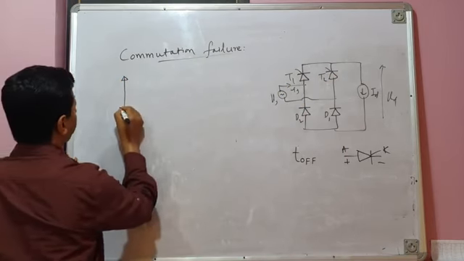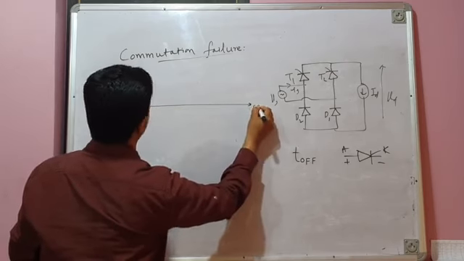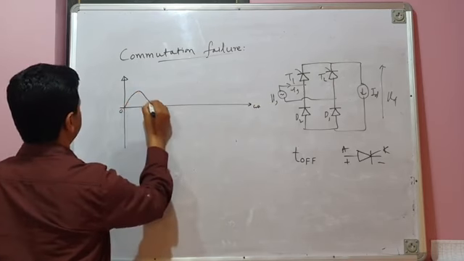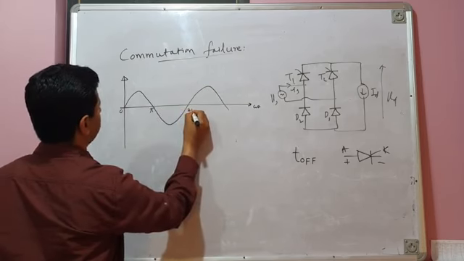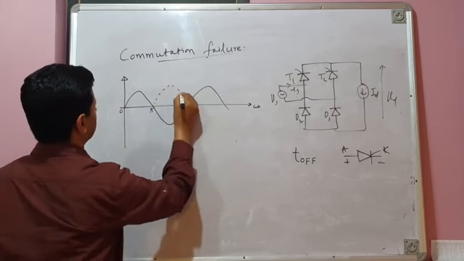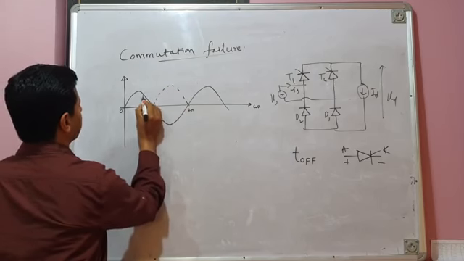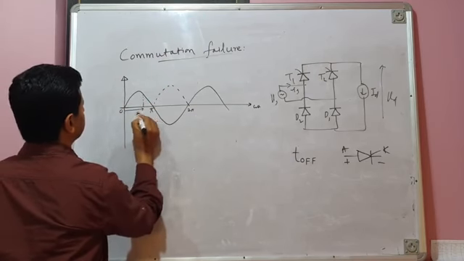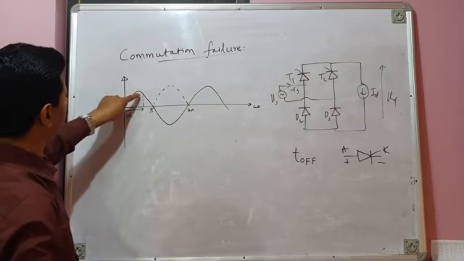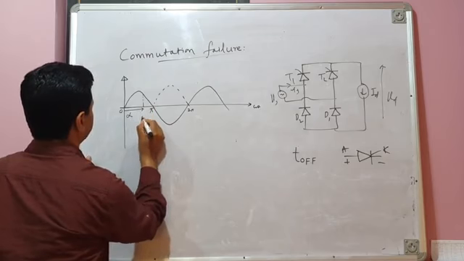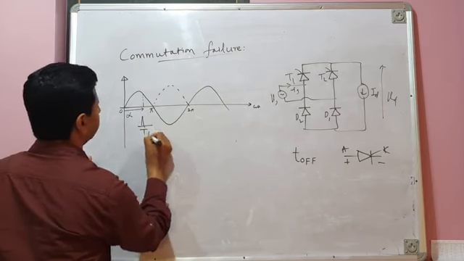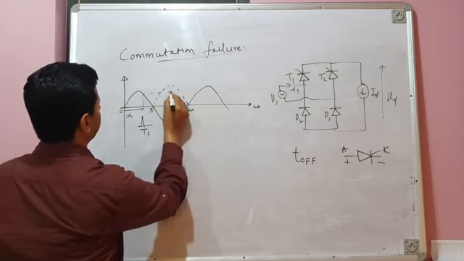Let us assume alpha is very, very large. Let me first draw the source voltage waveform. These are zero crossings, pi, 2 pi, and so on. And let us assume this is alpha, where alpha is greater than 90 degrees, around 150, 160 degrees here. So here a firing pulse is issued and thyristor T1 is fired. And the next firing pulse is issued here.